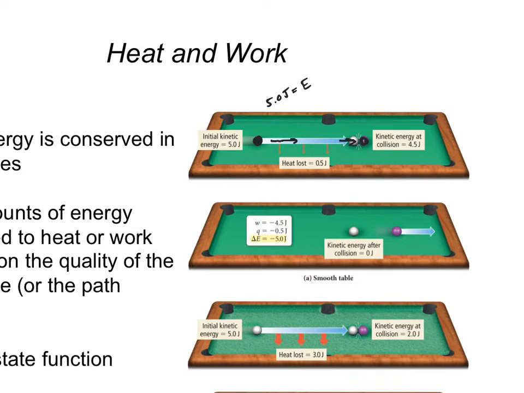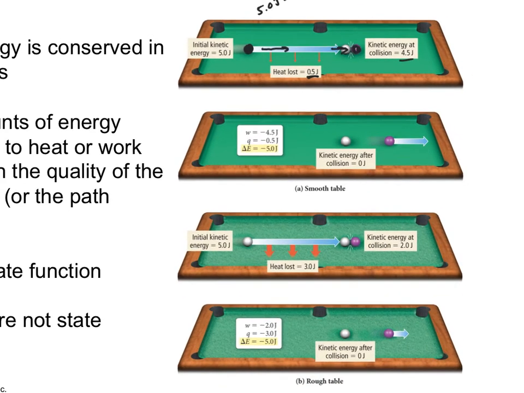So let's say we'll use about 0.5 joules worth of heat, and then in the collision, we will lose 4.5 joules worth of work. Delta E is 5 joules, which is what it had to begin with, okay? Now let's compare that to what happens if we had the same ball, same 5 joules worth of energy, but now it's on a super rough surface, okay?